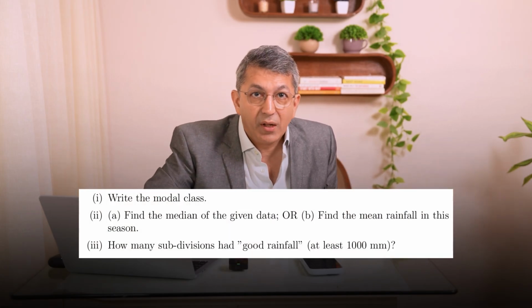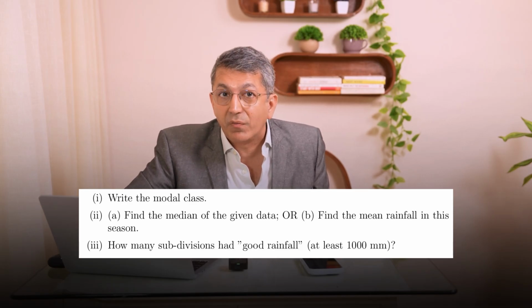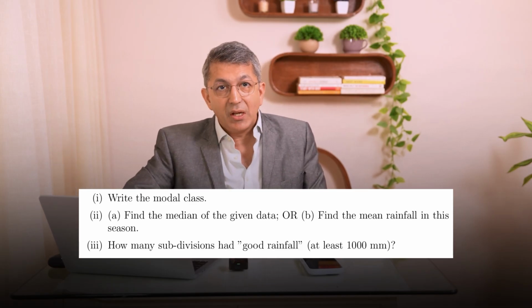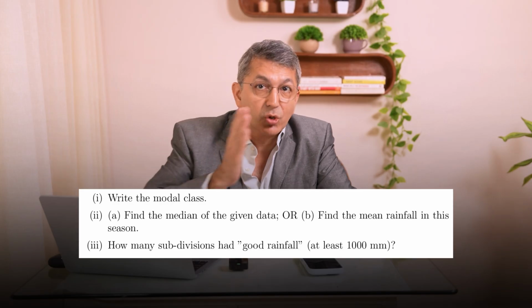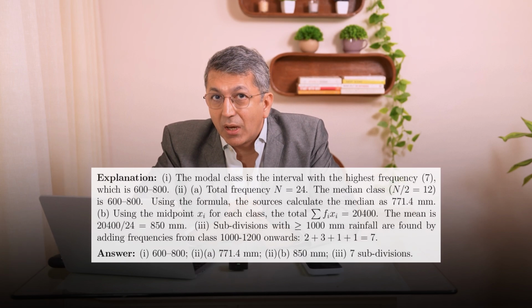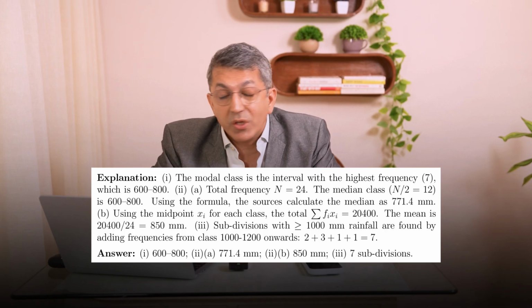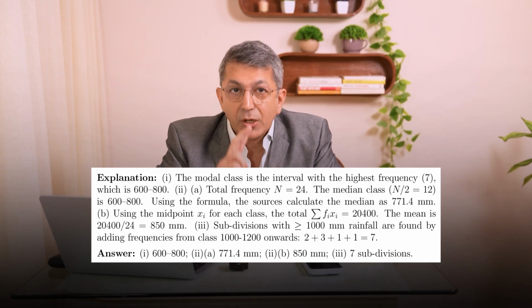Now, 1, write the modal class. 2a, find the median of the given data, or b, find the mean rainfall in the season. And 3, how many subdivisions had good rainfall, at least 1000 mm. Concept: statistics, mean, median, and mode. Explanation: the modal class is the interval with the highest frequency 7, which is 600 to 800.